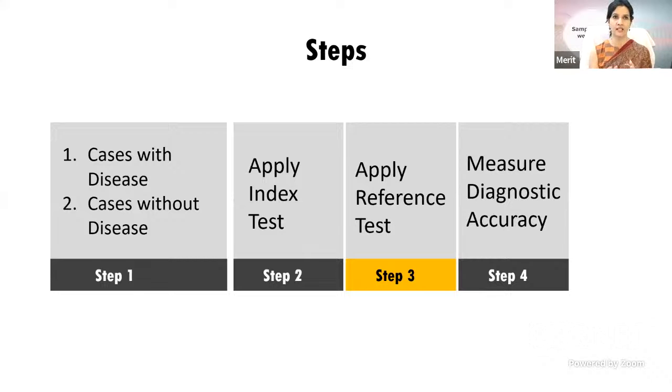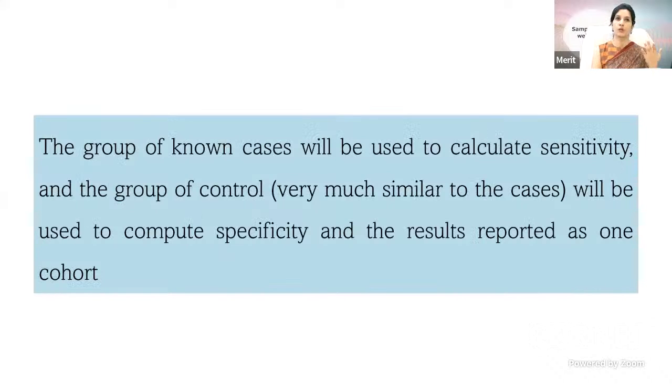In this case, I just want to emphasize that the cases without the disease should not be a separate, entirely healthy control. It should be very much similar to the disease, the only thing being that it lies behind it. And we will learn it from an example. So a group of known cases will be used to calculate sensitivity. We calculate this sensitivity on the group which we know are the cases. And the group of controls will be used to compute specificity.